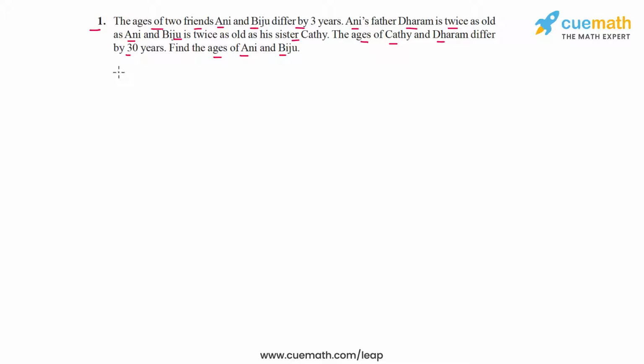So let's assume that Ani's age is A years, A for Ani, and let's assume that Biju's age is B years. So the two unknowns in this question are A and B. Now we are told that the ages of Ani and Biju differ by 3 years. So the difference between A and B is 3. But we are not told whether Ani is older or whether Biju is older.